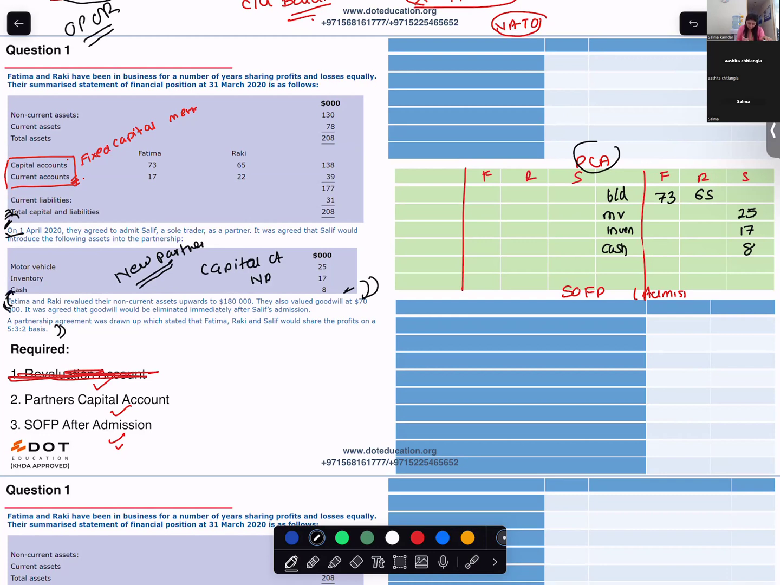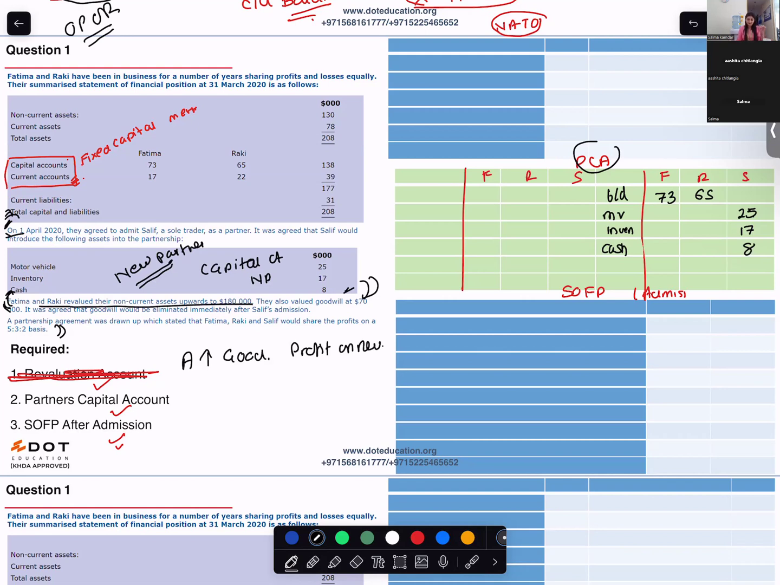Then Fatima and Rakhi revalued their non-current assets upward to 180,000. They also valued goodwill at, stop, 70,000. Stop. First adjustment. They revalued non-current assets upward at 180,000. So the asset is valued upwards. That means it is going to be a profit from revaluation.